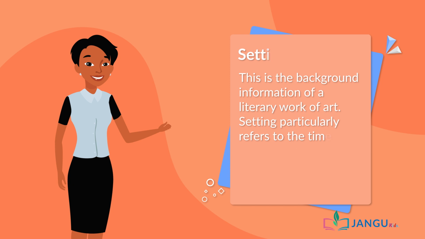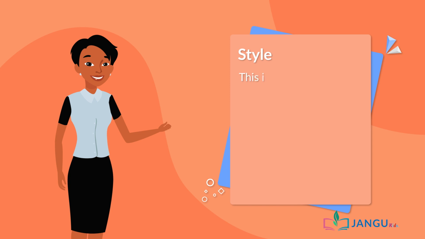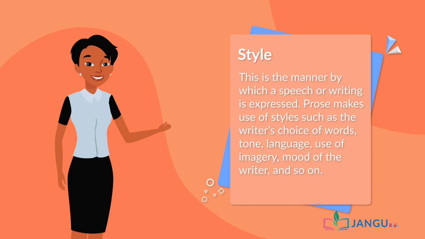And lastly, we have style. This is the manner by which a speech or writing is expressed. Prose makes use of styles such as the writer's choice of words, tone, language, use of imagery, mood of the writer, and so on. Style may be employed whether intentionally, coincidentally, or otherwise.